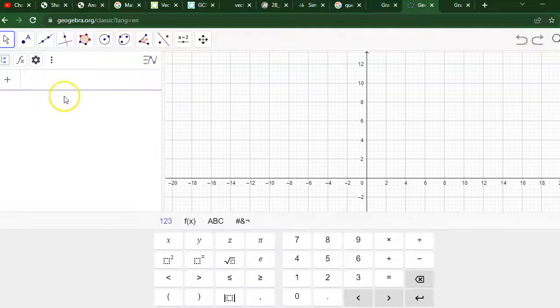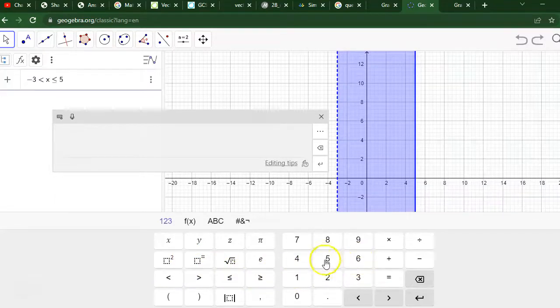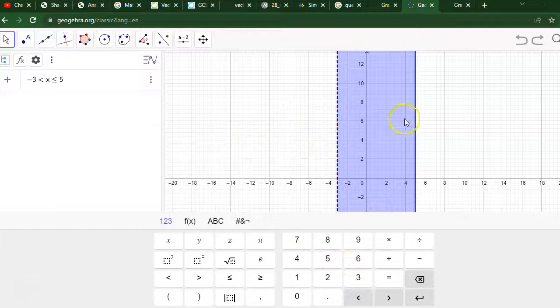Suppose we have to write an inequality in the graph. Say it is minus 3 is less than x is less than or equal to 5. So it is minus 3 to 5. This one is showing the inequality, the area within this.